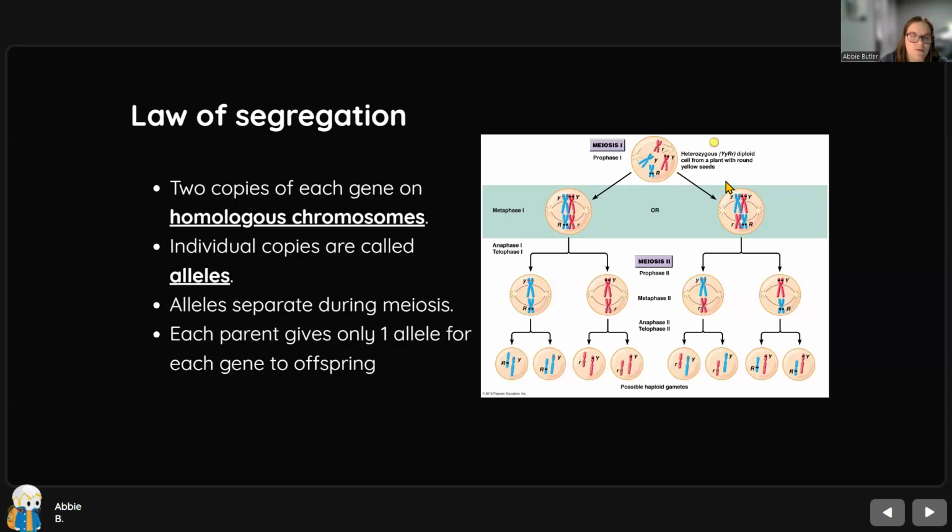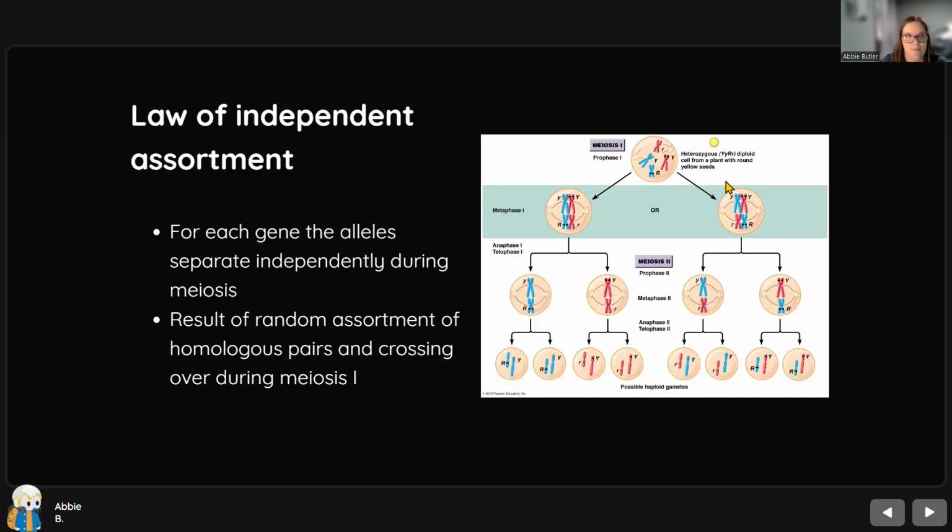So individual copies are called alleles, and the alleles separate during meiosis. Each parent gives only one for each gene to the offspring. So you get half that information from each parent. They're giving half of their information to you. And this one I also mentioned last class of our Punnett square, the law of independent assortment. This means that those genes or chromosomes, essentially, they can be in whatever order they want. Mom's could come first, dad's could come first. It's just random.